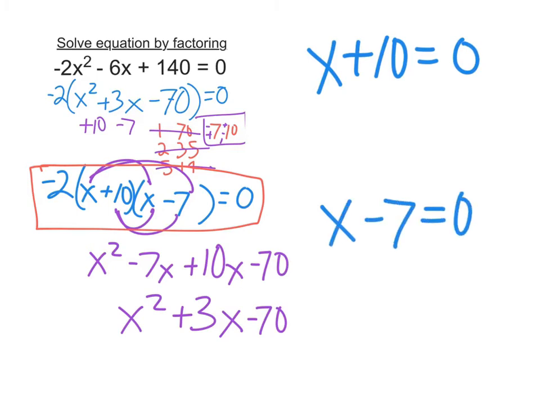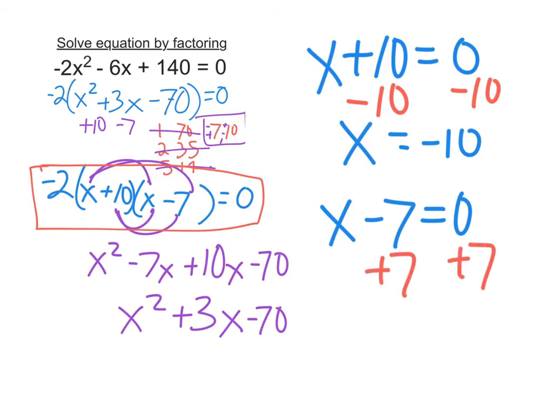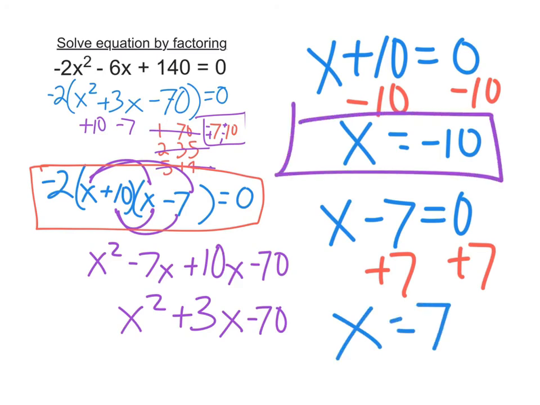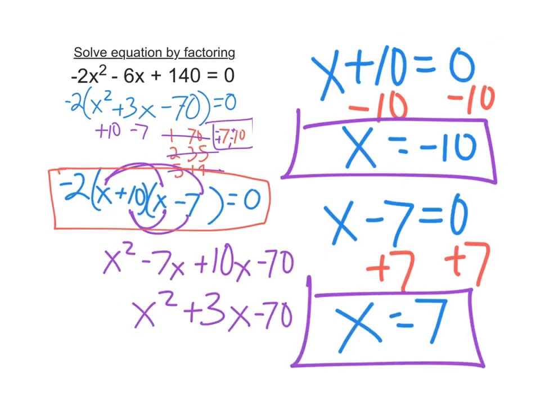So again, we simply took what was inside these parentheses, because we now need to figure out what the value of x is. We're going to do a little inverse operation. We're going to subtract 10 from both sides, and when we do, in the first half, x equals negative 10, and in the second half, x minus 7, we're going to add 7 to both sides, and now we're left with x equals positive 7. So this, ladies and gentlemen, is our roots. This is the answer.